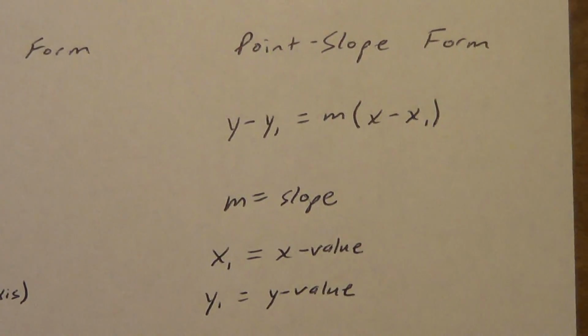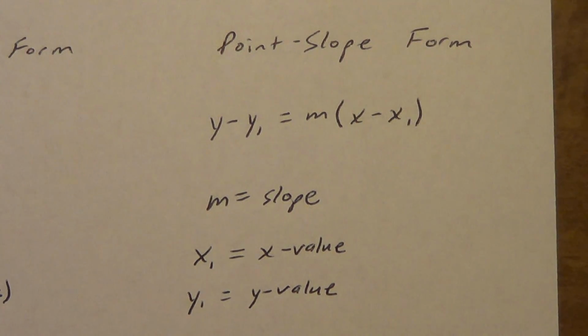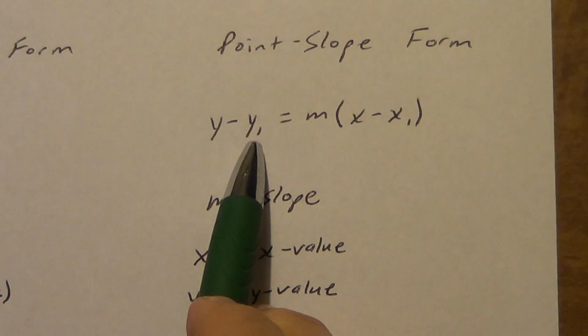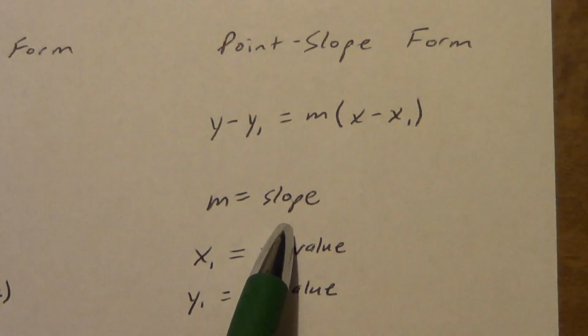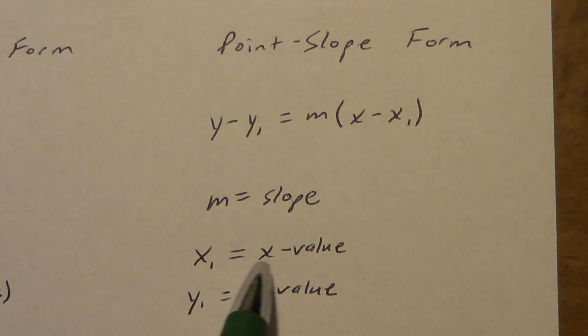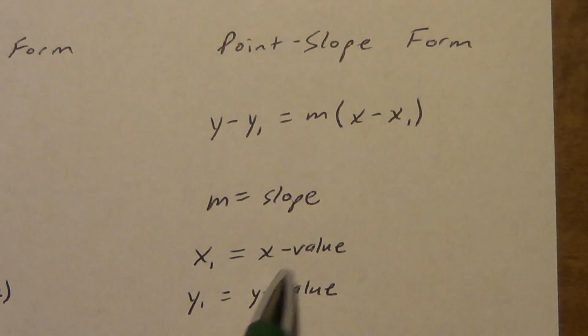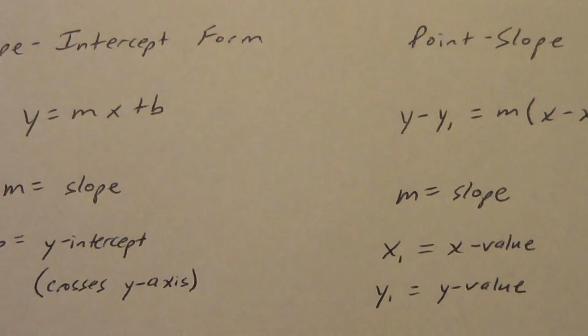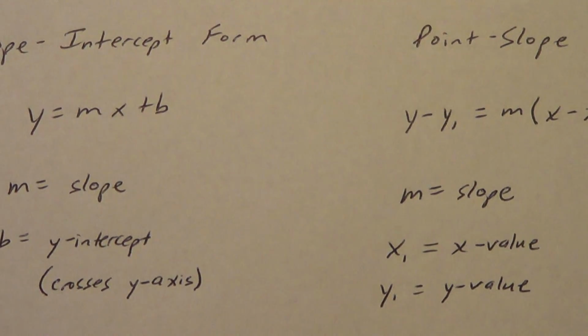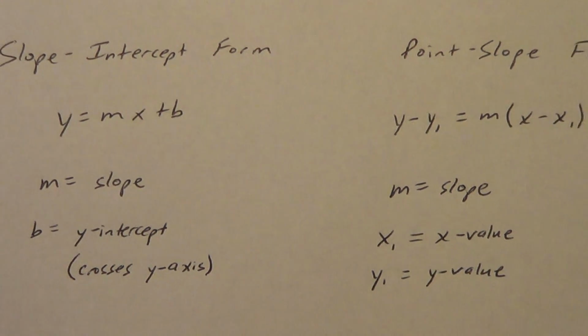Our other one is point slope form. Y minus y sub 1, remember this is down below, it's not a power, equals m times x minus x sub 1. M is the slope still, x sub 1 is an x value, it's a number. Y sub 1 is a y value, it's also a number. You can use either one of these, point slope form or slope intercept form. I really don't care as long as you're showing your work.